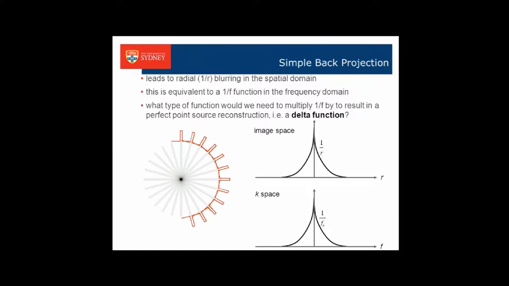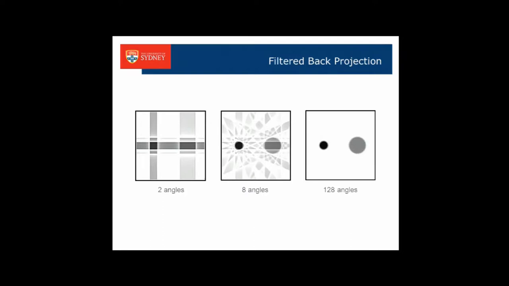So what we actually do in practice is to filter each projection before we back project, and now you see that when we do that from multiple angles, you get some cancellation of the back projection blurring artifacts that we saw before. And after we do that over many angles, we clean up a lot of that back projection artifact and get a nice clear reconstruction of the object. Now that technique is called filtered back projection, and it's used fairly ubiquitously.